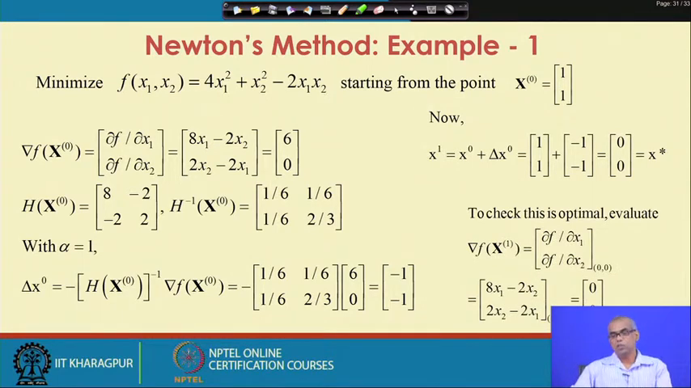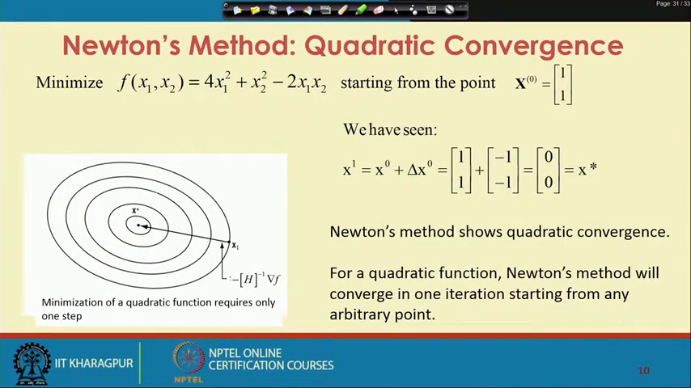To check that 0 0 is actually optimal, you evaluate the gradient at this point x 1, which is 0 0, and you see that we get the gradient as 0 0, which satisfies the first order necessary condition. So, Newton's method converges in one iteration for a quadratic objective function. The figure schematically shows the minimization of a quadratic function in just one step.